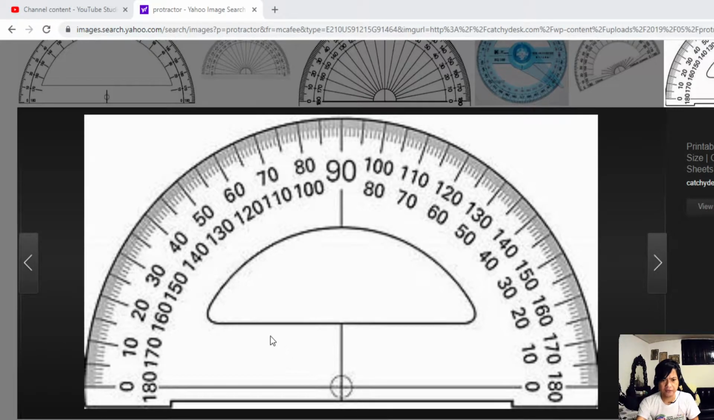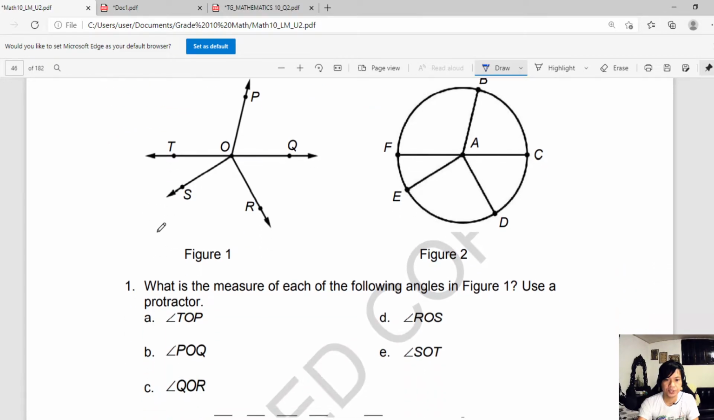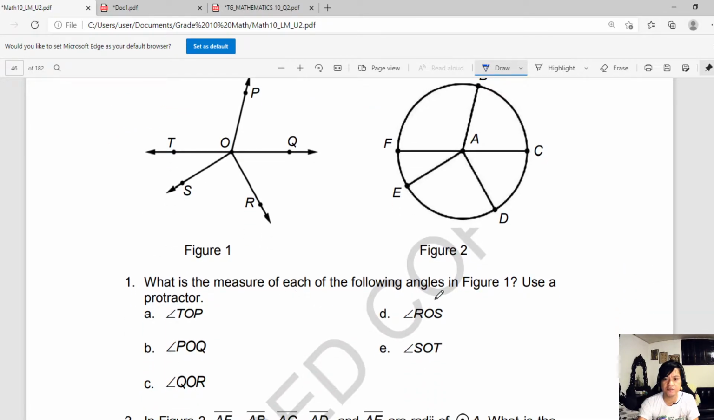So, let's have this one. We're going to measure this one. Use the figures below to answer the questions that follow. If you have your protractor, you can measure this one. Use figure 1. What is the measure of each of the following angles in figure 1? Use a protractor. So, na-measure ko na siya.